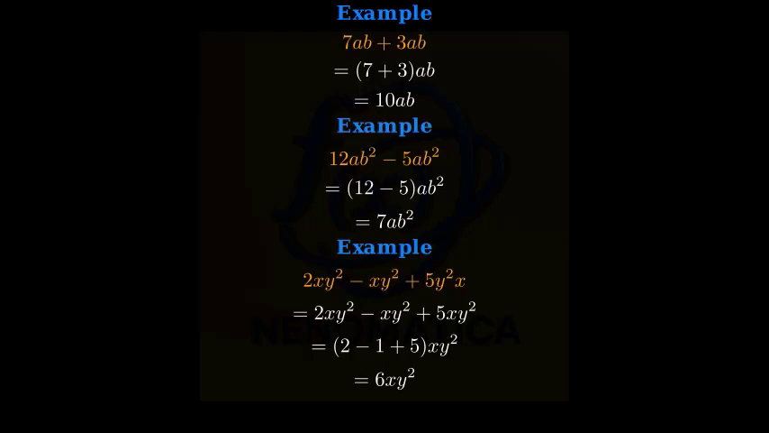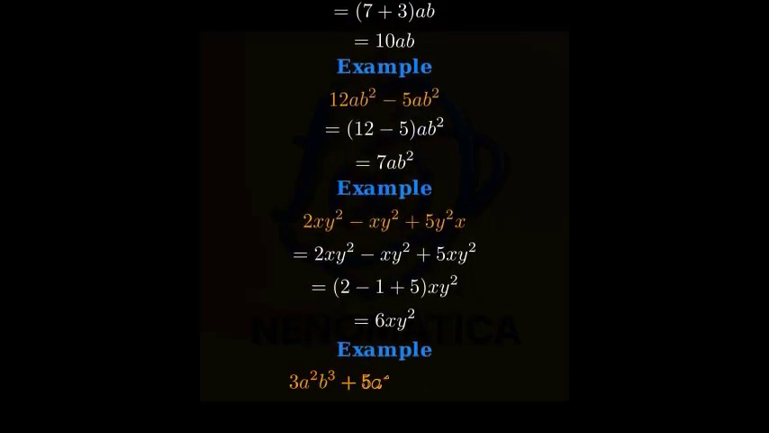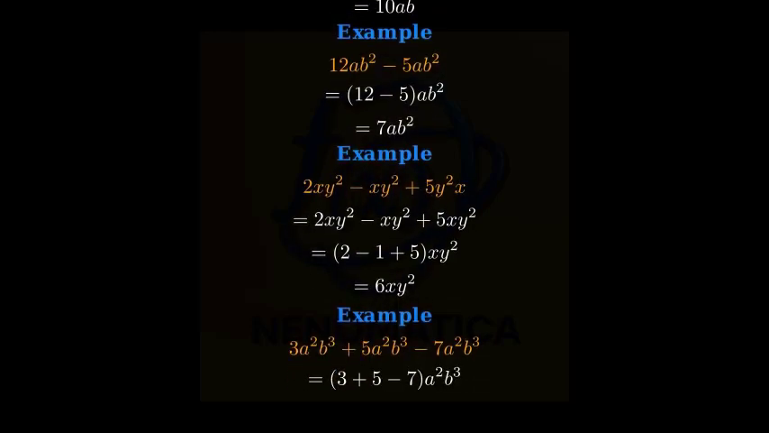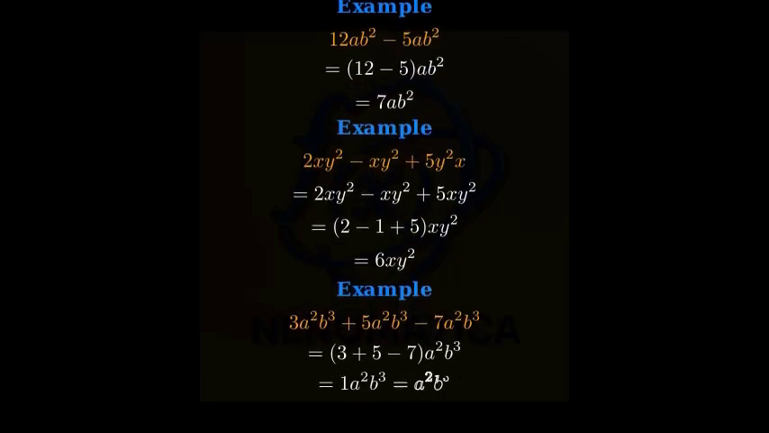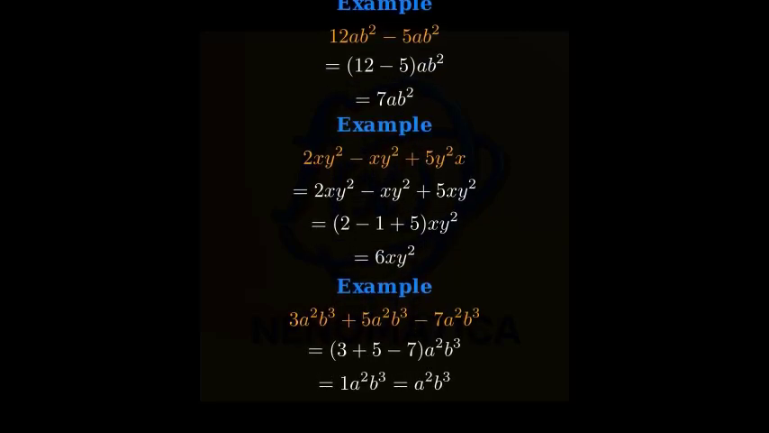For our next example, we'll simplify 3a squared b cubed plus 5a squared b cubed minus 7a squared b cubed. All terms contain the same variable part, a squared b cubed, so we can factor it out and combine the coefficients. Factoring out a squared b cubed, we get open parenthesis 3 plus 5 minus 7 close parenthesis a squared b cubed. Adding these coefficients, we get 3 plus 5 minus 7 equals 1. So our simplified expression is a squared b cubed.